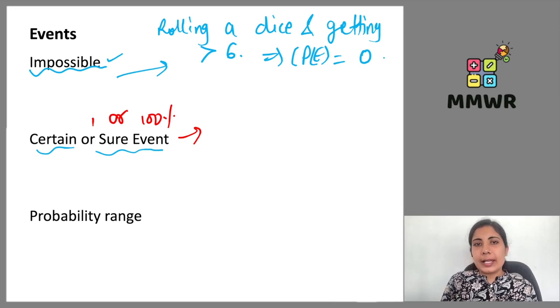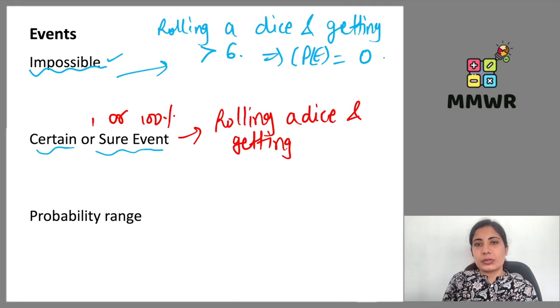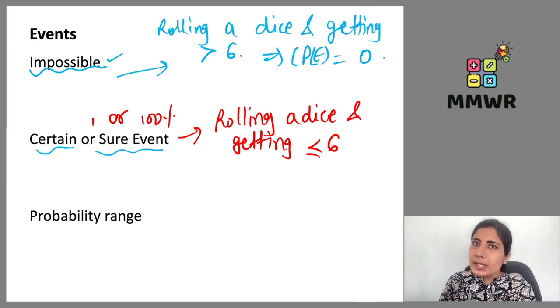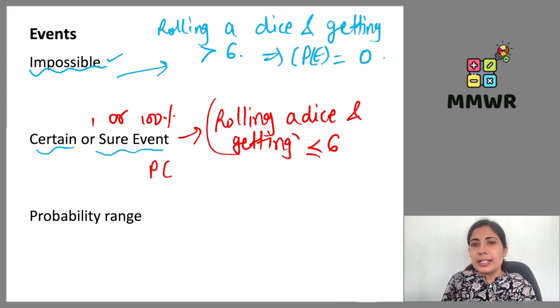So such an event is, like, rolling a dice and getting, this is the event I am discussing, getting less than or equal to 6. I roll the dice and I should get a number in the result that is smaller than or equal to 6. And all the numbers are smaller than or equal to 6. 1 is also smaller than 6. 2, 3, 4, 5, all of them are smaller than 6. 6 is equal to 6. So the probability for this particular event, which is event 2, will be 6 upon 6, which is 1.